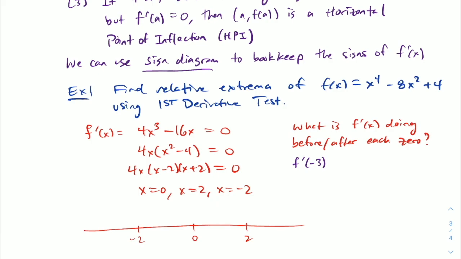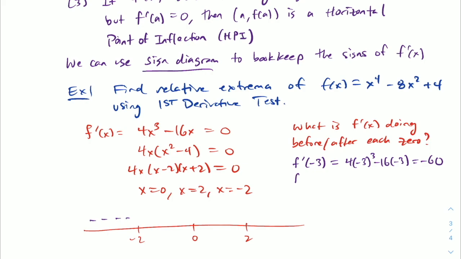And we're going to put that number into our derivative function. And if we do that, we'll get out negative 60. So before negative 2, the derivative is negative. It's negative because at negative 3, it's negative, and it's not going to change sign. It can't change sign without passing through 0. So it's got to be negative for every value before negative 2.